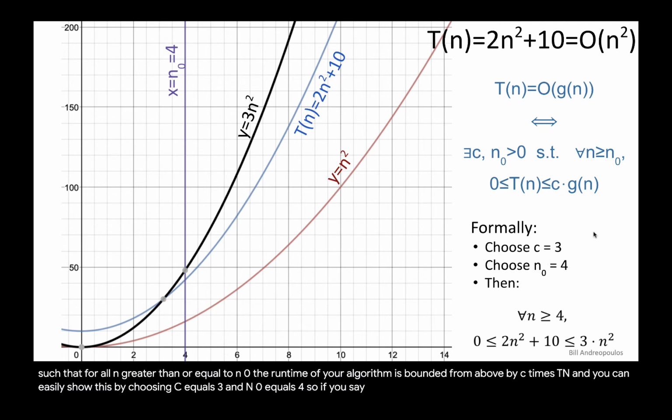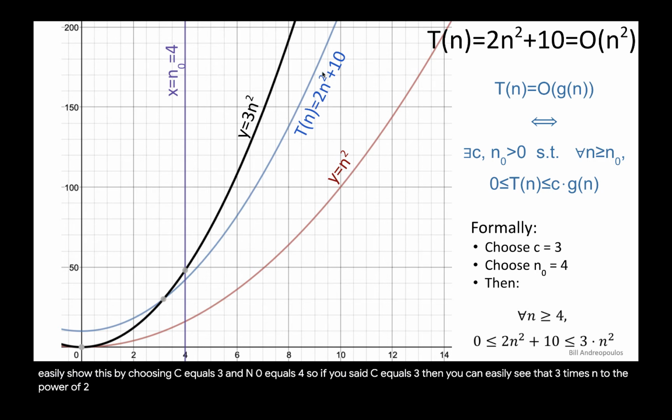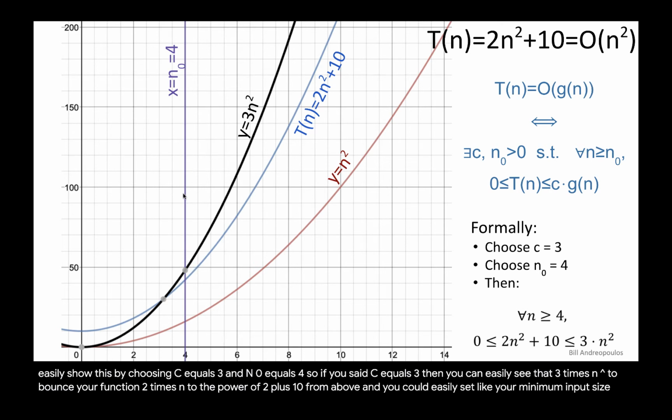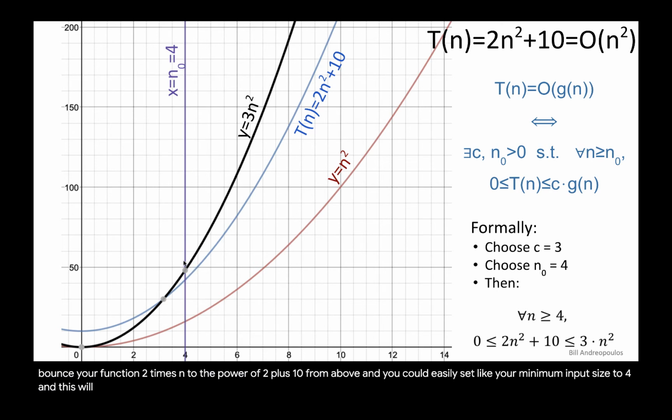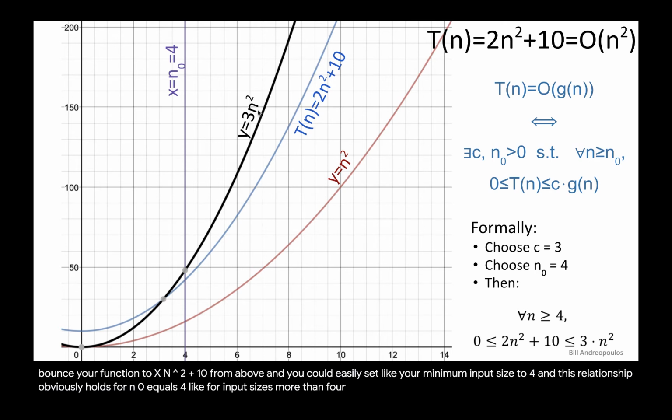So if you set c equals 3, then you can easily see that 3 times n to the power of 2 bounds your function 2 times n to the power of 2 plus 10 from above. And you could easily set your minimum input size to 4. And this relationship obviously holds for n0 equals 4. For input sizes more than 4, 3 times n to the 2 is higher than 2 times n to the power of 2 plus 10.